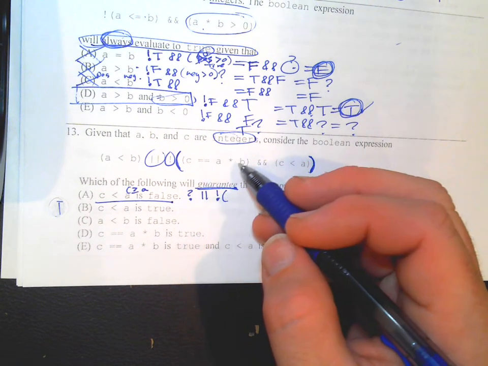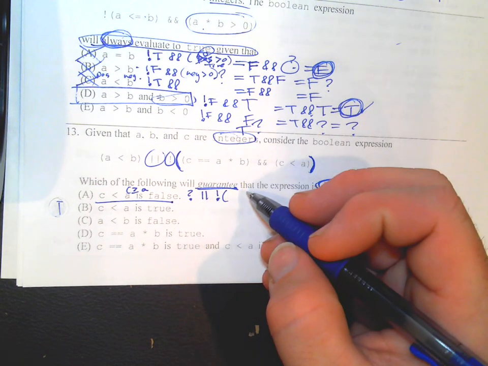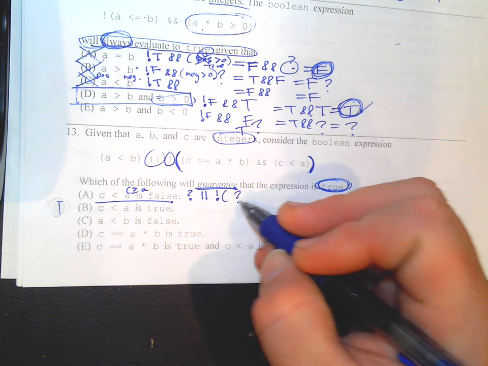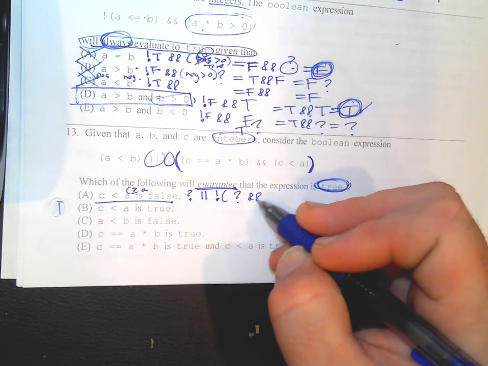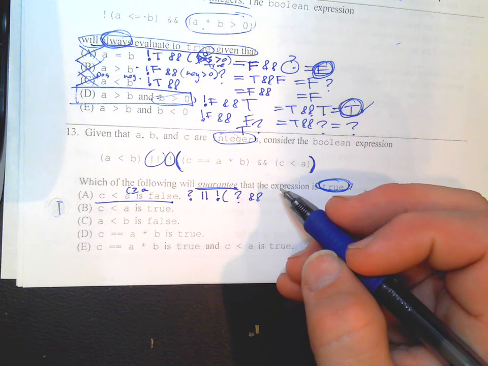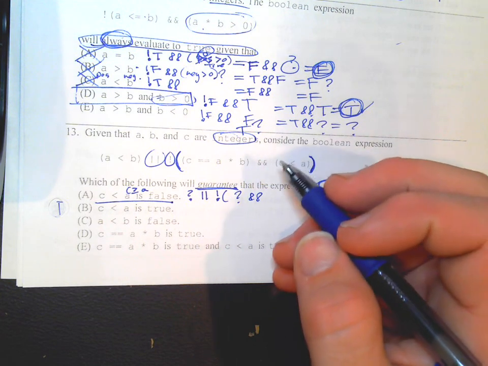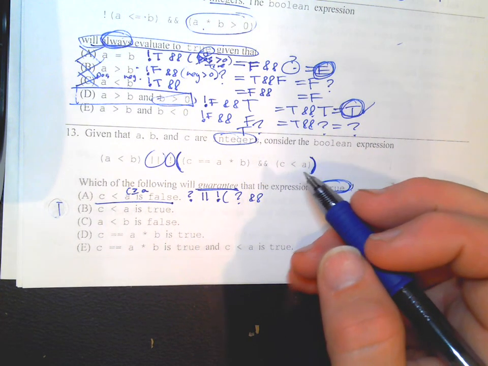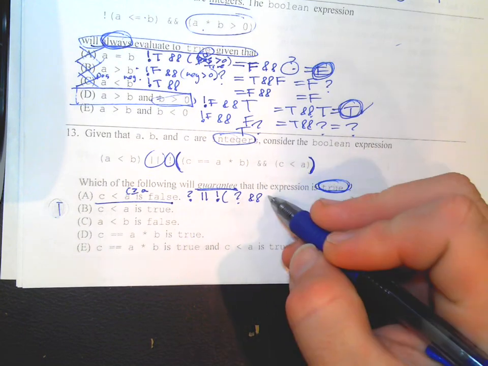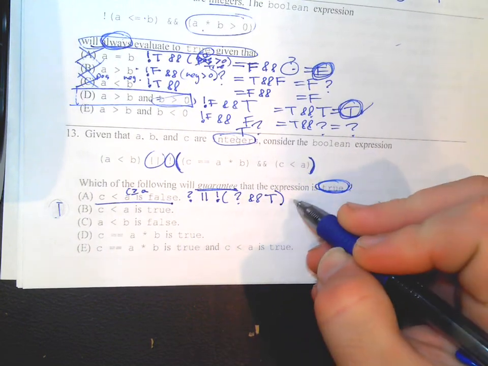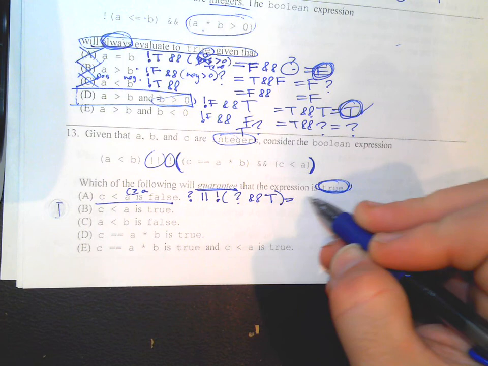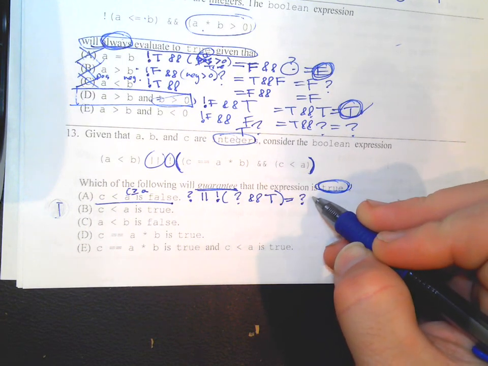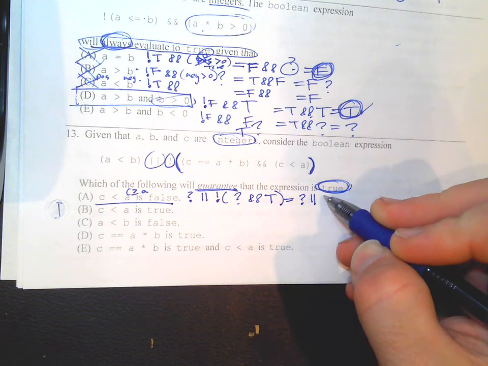So C is equal to A times B. Don't know what's going to happen with that because it really depends on what B is. And then this says C is less than A. Well, that's for sure true. But still, I don't know what's going to happen. I don't know.